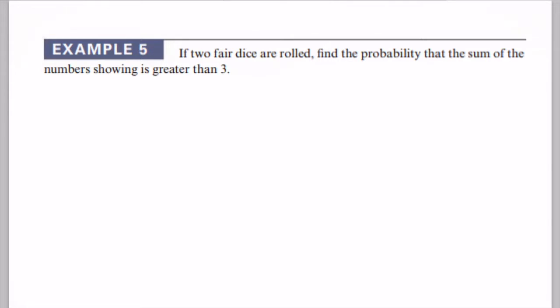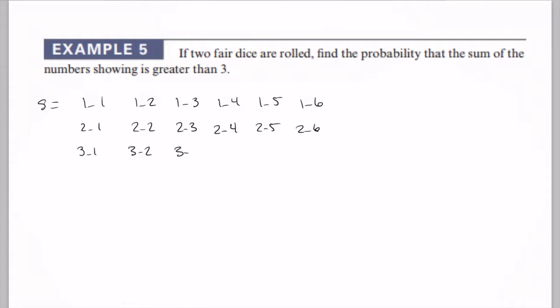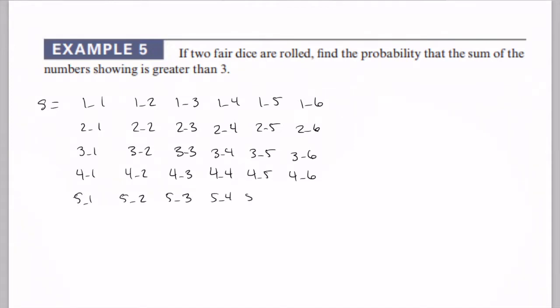Okay? So if 2 fair dice are rolled, again, 2 fair dice, so let's do our sample space again. 1,1; 1,2; 1,3; 1,4; 1,5; 1,6; 2,1; 2,2; 2,3; 2,4; 2,5; 2,6; 3,1; 3,2; 3,3; 3,4; 3,5; 3,6; 4,1; 4,2; 4,3; 4,4; 4,5; 4,6; 5,1; 5,2; 5,3; 5,4; 5,5; 5,6; 6,1; 6,2; 6,3; 6,4; 6,5; 6,6. Okay?